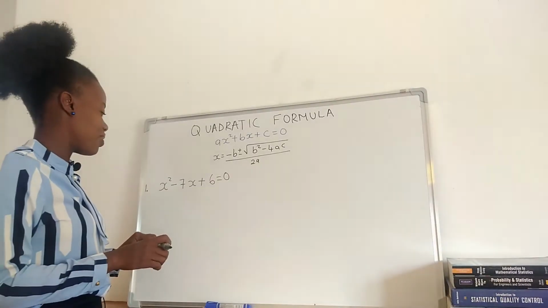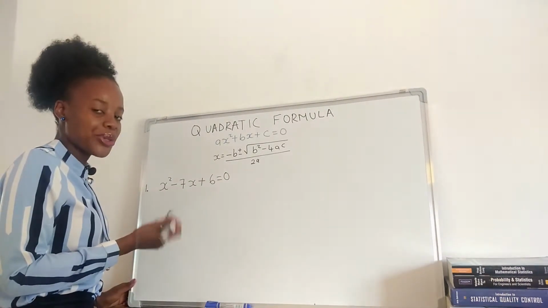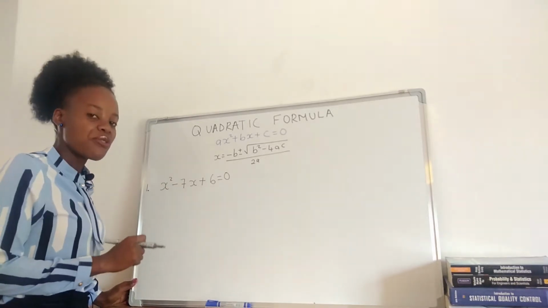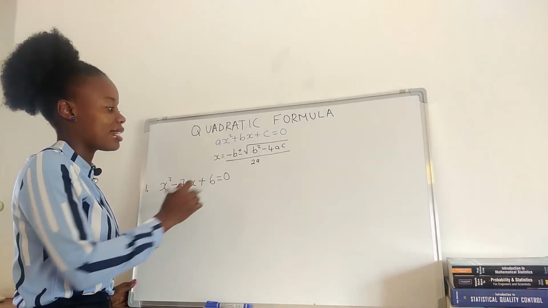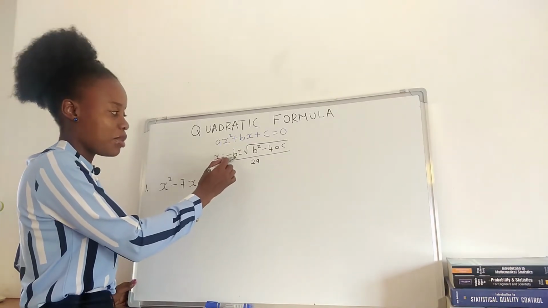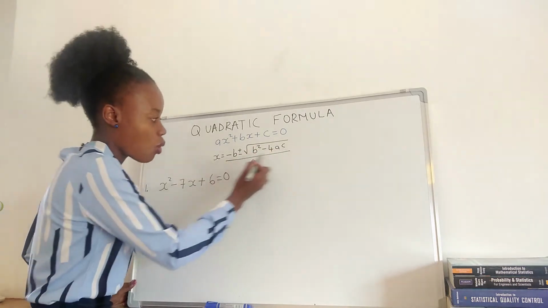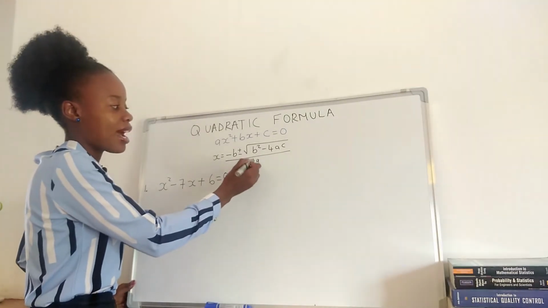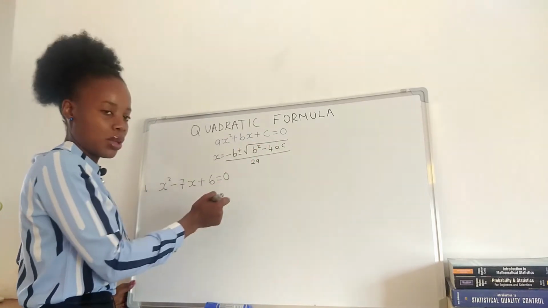Number 1, we have x squared minus 7x plus 6 equals 0. So we're going to solve for x using the quadratic formula. The quadratic formula states that x is equal to negative b plus or minus the square root of b squared minus 4ac, all over 2a. Do not divide only this by 2a. Divide everything by 2a, okay?